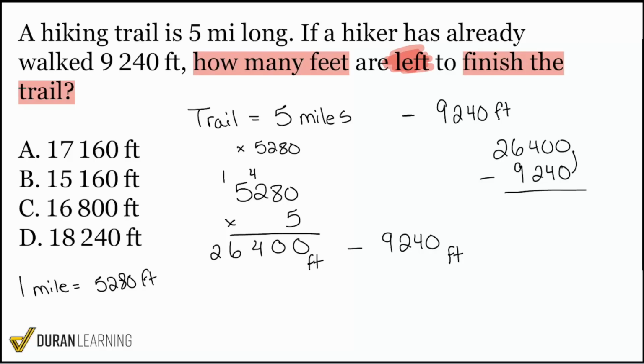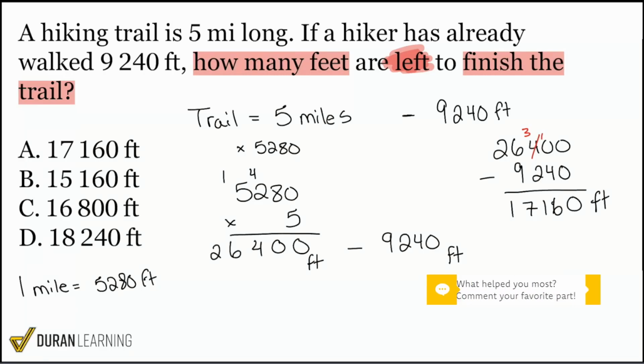9,240. 0 minus 0 is going to be 0. 0 minus 4, can't do that. So we'll go ahead and borrow a 1. And then we have 10 minus 4. That's going to give us 6, getting ahead of myself. Then we have 3 minus 2 is 1. And then we have 26 minus 9. That'll end up giving us 17. And there we are. Our final answer, the final amount that is left on this hike, on this trail, is 17,160 feet. And there we are, my party people. There we are. The correct answer for this question is answer choice A.